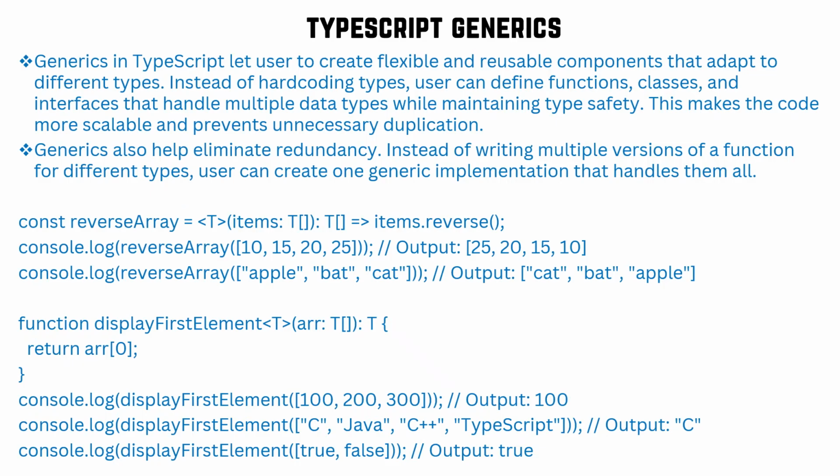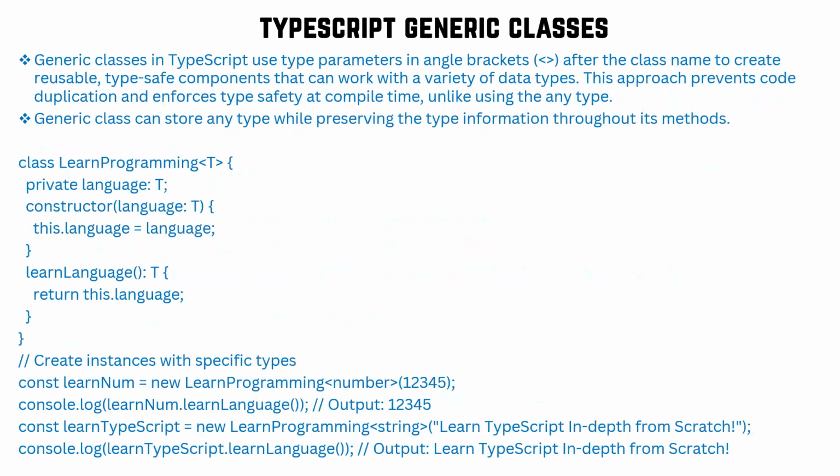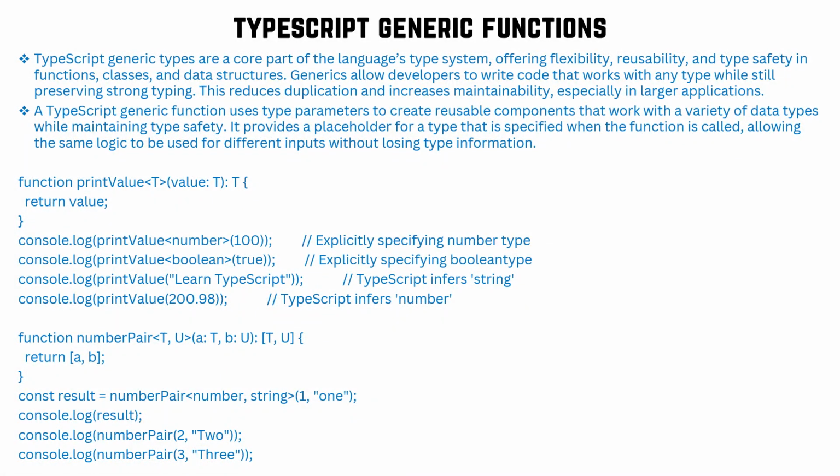Then the last topic for today, TypeScript generics. Generics in TypeScript let users create flexible and reusable components that adapt to different types. Instead of hard coding types, users can define classes, functions, interfaces that handle multiple data types while maintaining type safety. So it can be at class level or function level. Whenever you are defining a generic, it can hold any kind of data type, primitive and non-primitive.